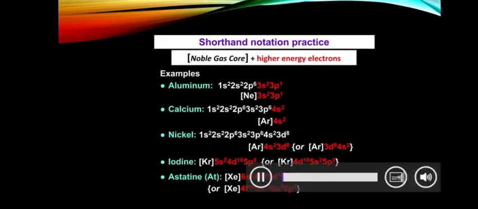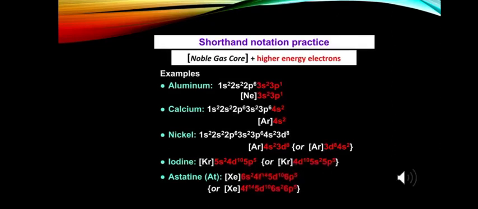So in the previous slide we were given examples for practice. Now we will see the electronic configuration of the different elements. The first one is aluminium. Its electronic configuration is 1s2, 2s2, 2p6, 3s2 and 3p1. Instead of writing the complete configuration, we use the last noble gas core. That is, neon has atomic number 10, so we are using neon. After that we write the higher electrons, that is neon along with 3s2 and 3p1.